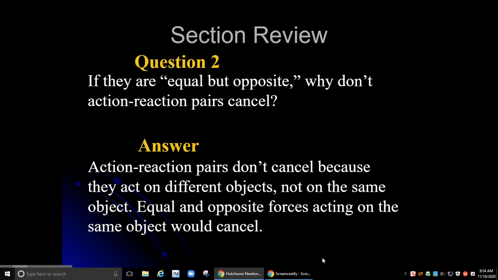All right, guys, so hopefully that's Newton's third law in a nutshell. Pretty simple on a conceptual level. We'll talk a little bit more about it as we move through the week.